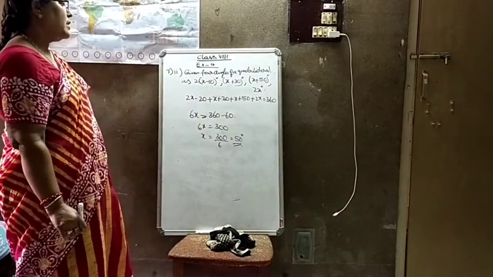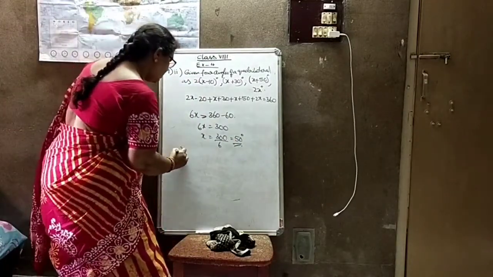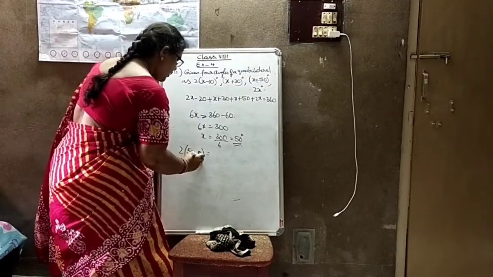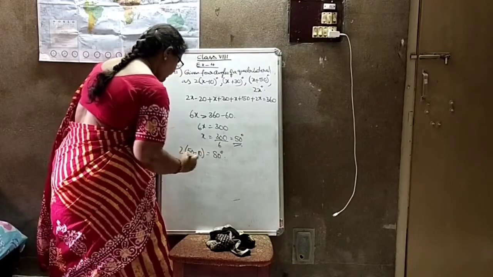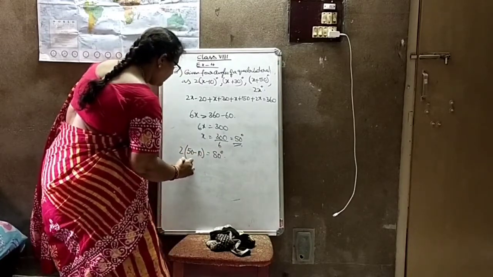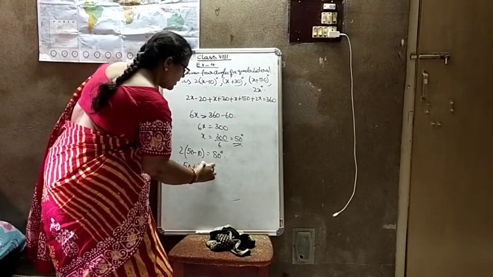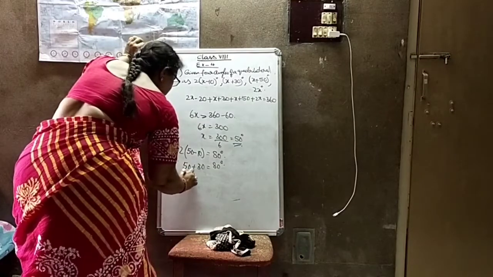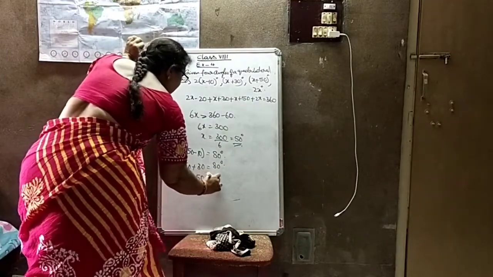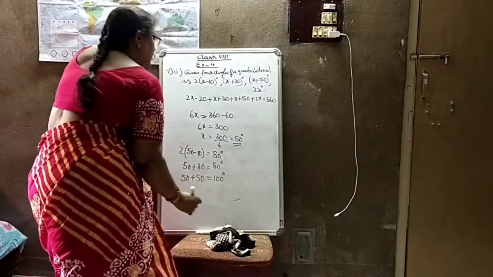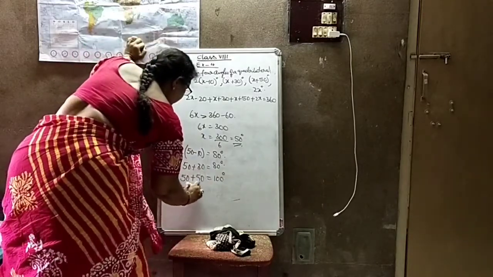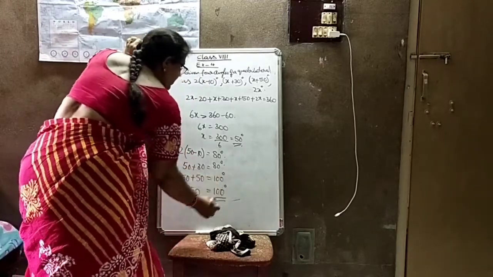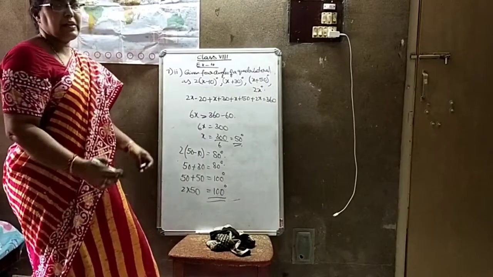Now what are the angles? 2 into 50 minus 10, 40... 80 degrees is the first angle. Next, 50 plus 30, 80 degrees is the second angle. 50 plus 50, 100 degrees is the third angle. 2x, 2 into 50, 100 is the fourth angle. Okay, ma'am, all the four angles we calculated.